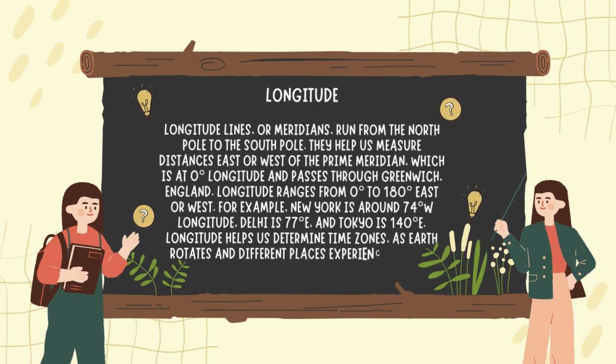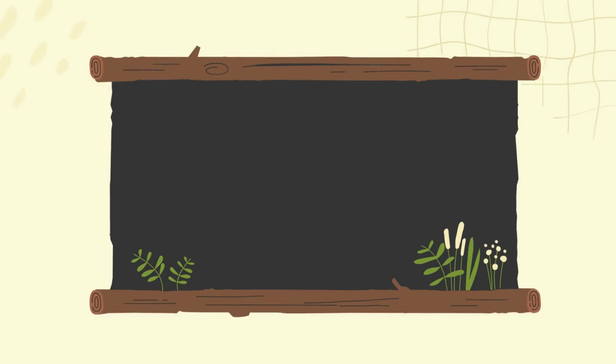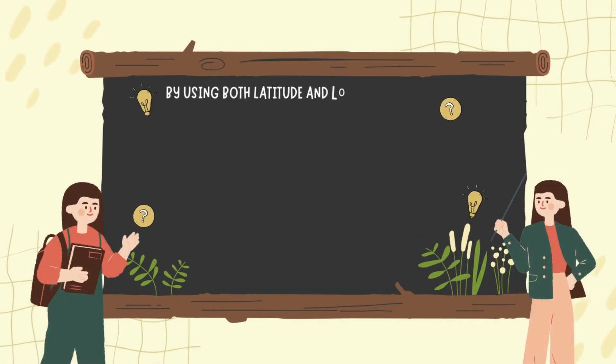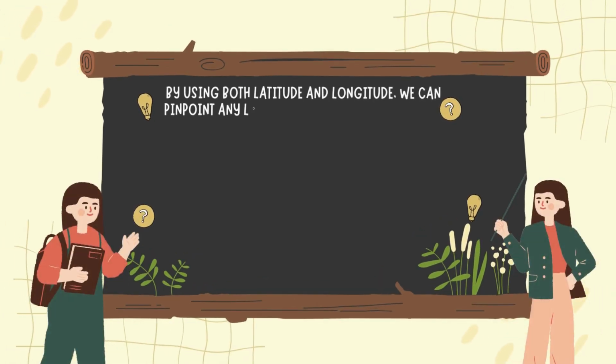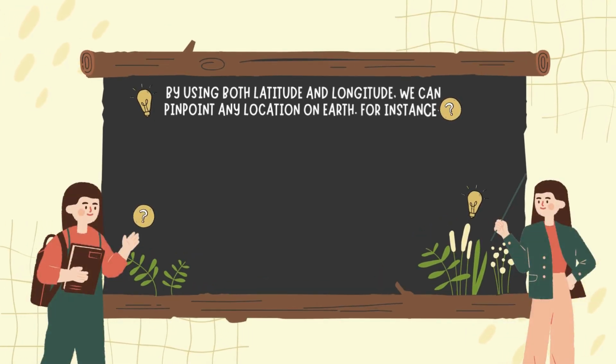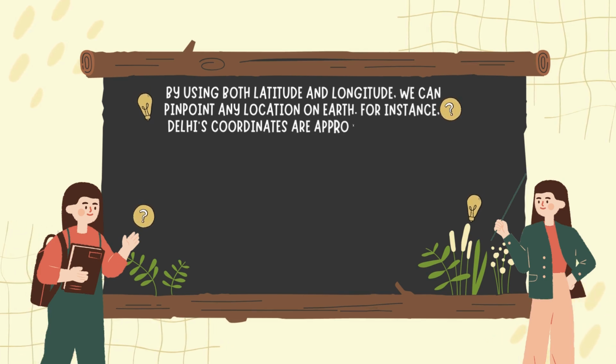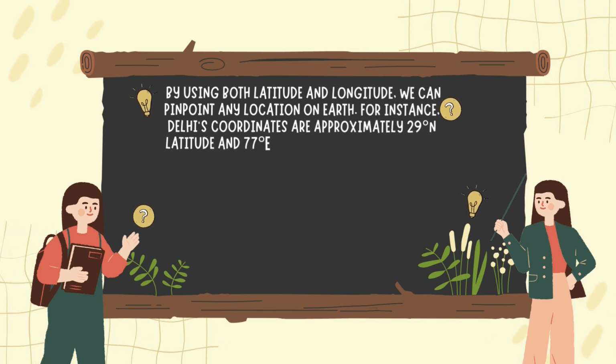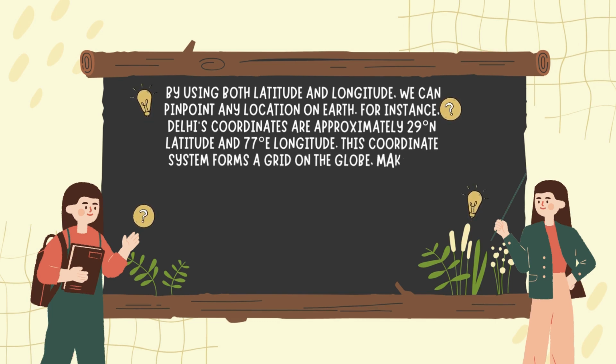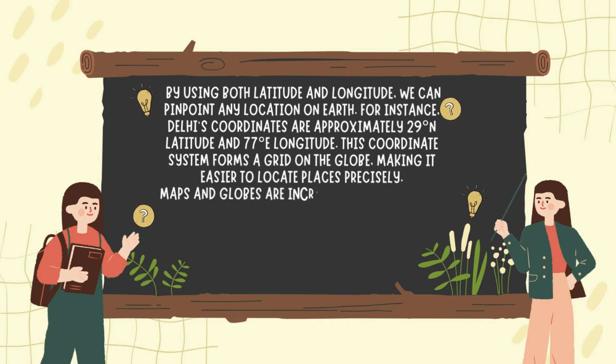Longitude helps us determine time zones as Earth rotates and different places experience day and night at different times. By using both latitude and longitude, we can pinpoint any location on Earth. For instance, Delhi's coordinates are approximately 29 degrees latitude and 77 degrees longitude. This coordinate system forms a grid on the globe, making it easier to locate places precisely.